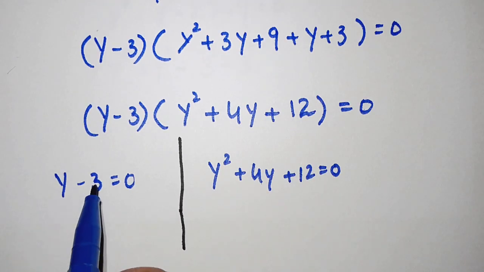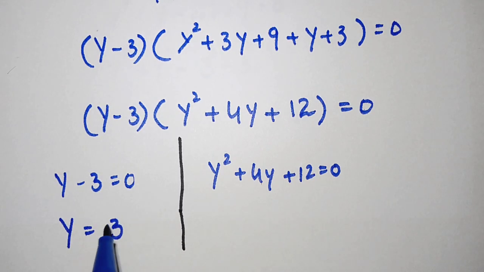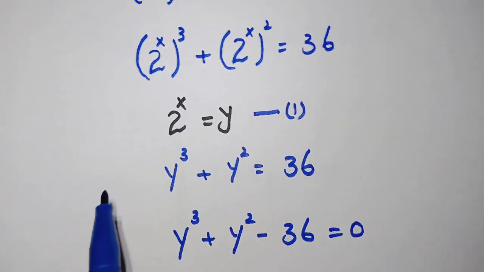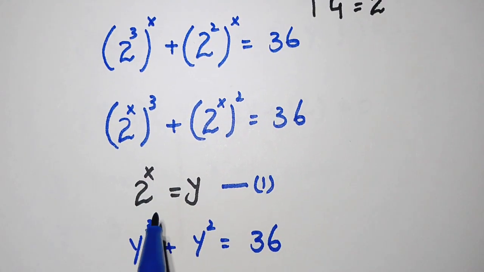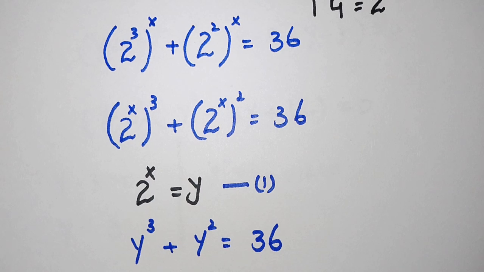Here we have to move this 3 to the right side, so this will become y is equal to plus 3. So here the value of y is equal to 3. Now remember, we know that y is equal to 2 to the power of x, so we have to consider this y is equal to 2 to the power of x.